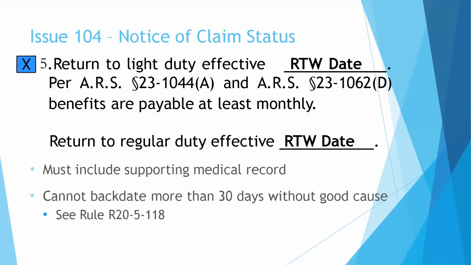When the claimant is released to light duty, again, issue Form 104, Notice of Claim Status, mark Box 5, return to light duty effective. Remember to use a date that cannot be backdated more than 30 days from the mailed on date. Whenever they're released to work, whether it's light duty or regular duty, you must include supporting medical.